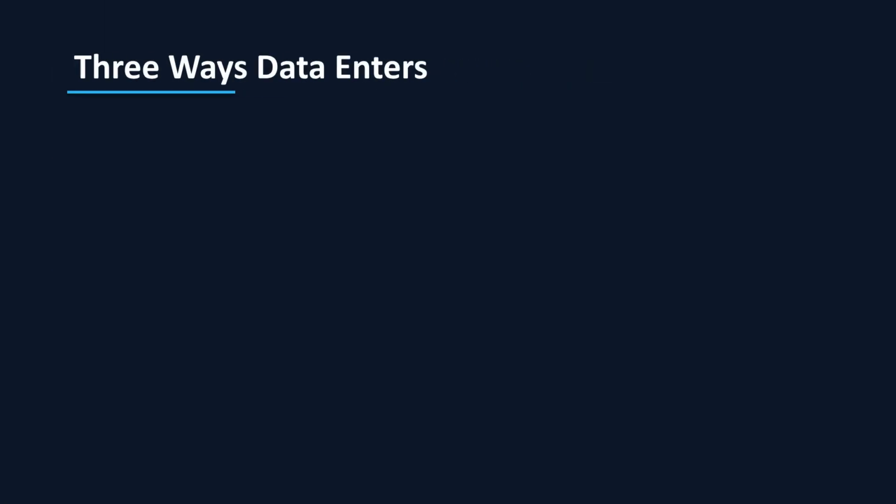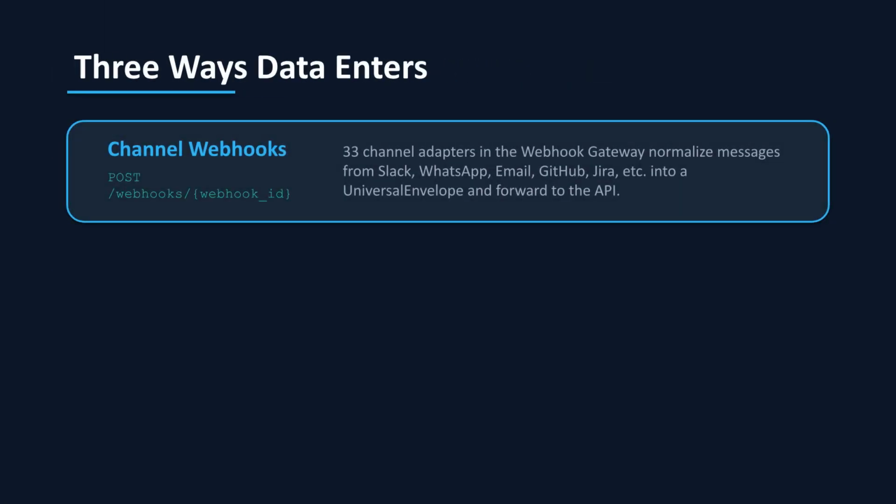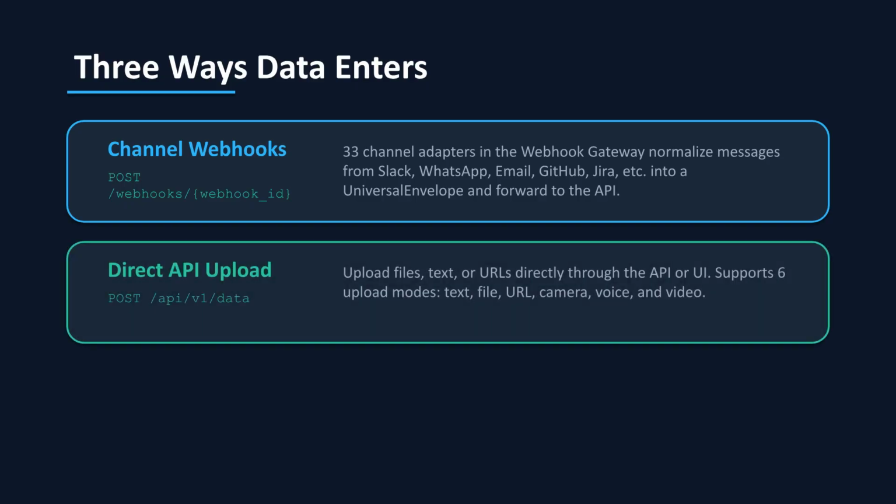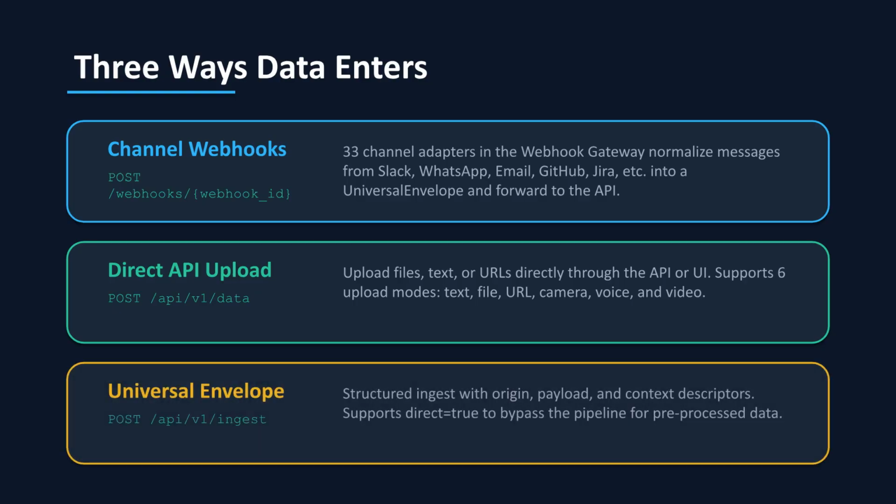Data enters our system in 3 ways. First, through channel webhooks, with 33 channel adapters normalizing messages from various platforms into a universal envelope. Second, via direct API upload for files, text, or URLs. Third, through the universal envelope for structured ingest, allowing bypass options for pre-processed data.